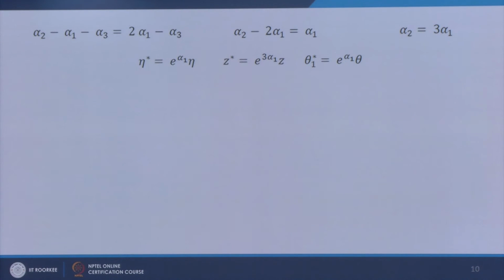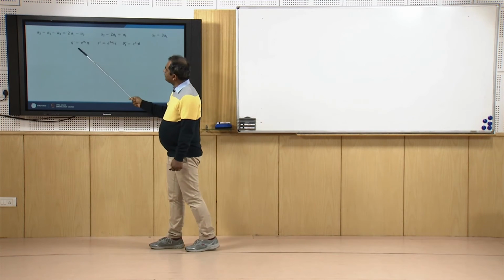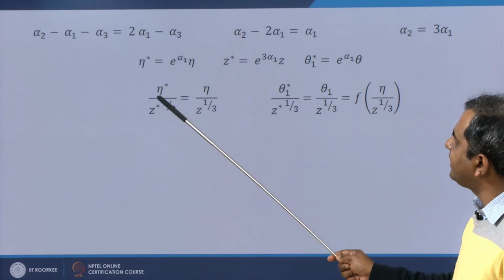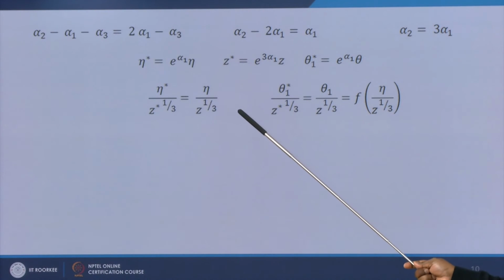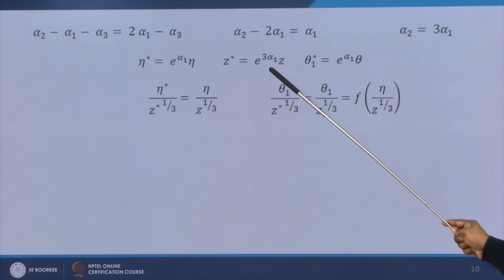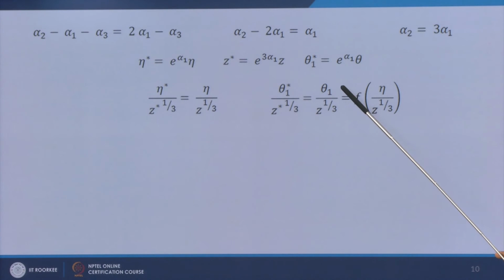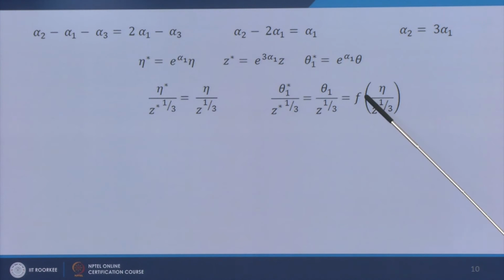Okay. Now, if we try to get the similarity parameter zeta, these two equations will be helping me. From these two equations we can get eta star by z star to the power 1/3 is actually equal to eta by z to the power 1/3. And from these two we can easily get that theta 1 star by z star to the power 1/3 equals theta 1 by z to the power 1/3. Since the order is more or less the same, this can also be written as a function of eta by z to the power 1/3.